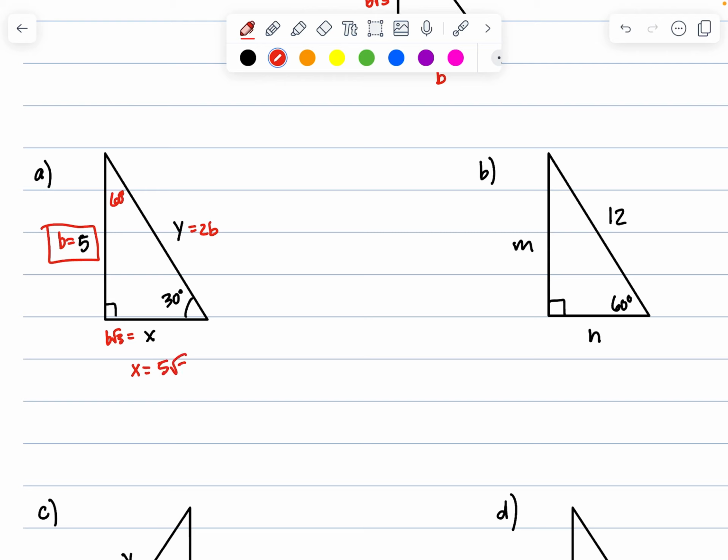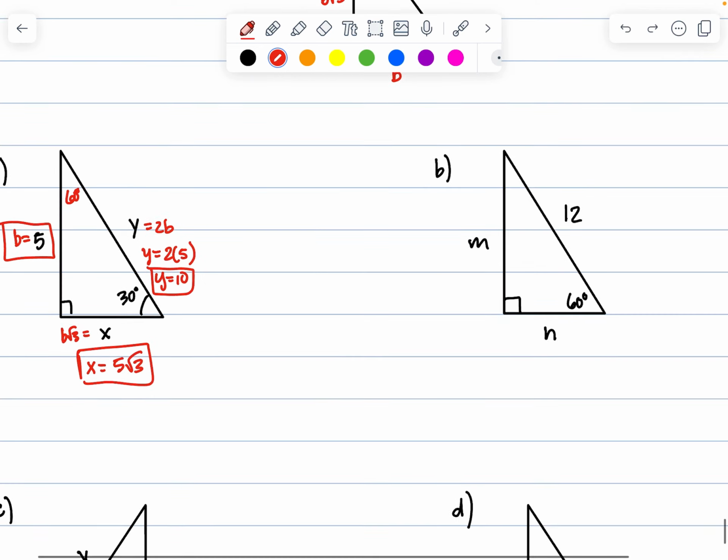X will then be equal to 5 times root 3. We're done. Y will be equal to 2 times 5, which is equal to 10, and then we would be done. So if you have the side directly across the 30, it should just be plug and chug and calculate. Okay?